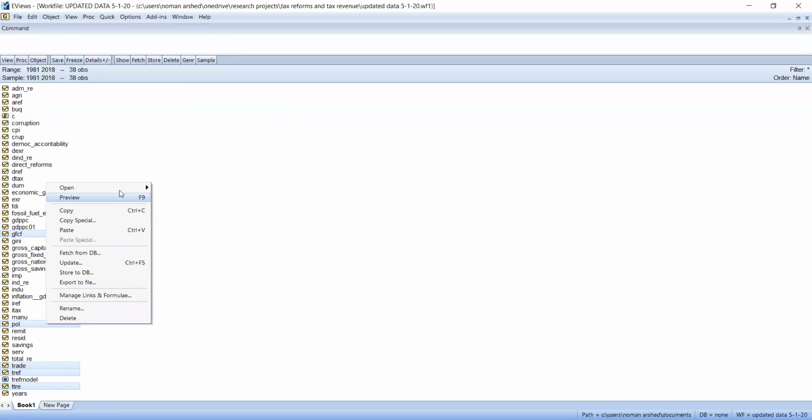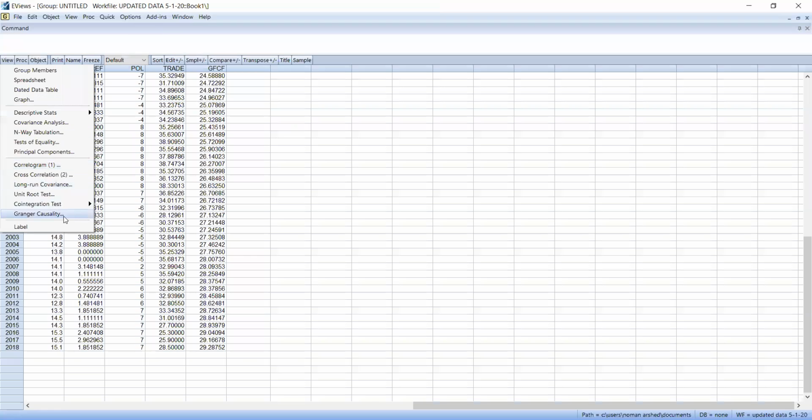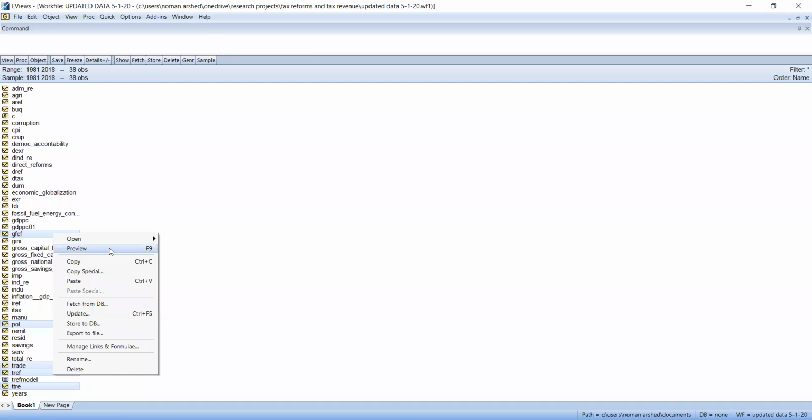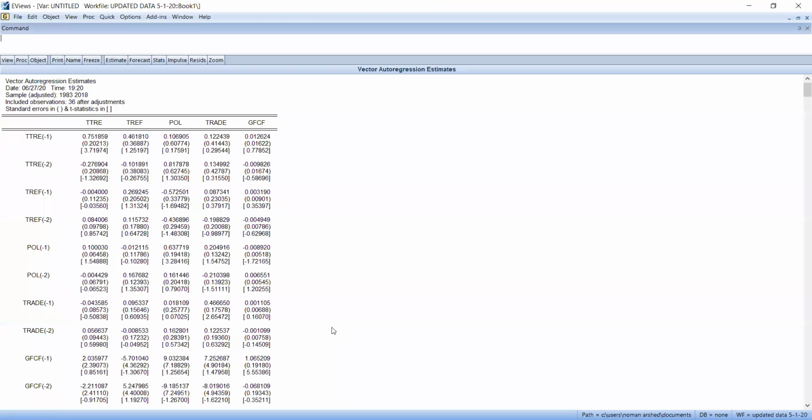So I will open it as a group. Here the variables are there. So it's political stability or democratic quality, and these are other variables. So you will open it as a group when you need to do the cointegration test. We need to open it as a VAR. So we first of all will estimate the VAR, an unrestricted VAR, because we don't know what kind of restriction we need to apply. So we'll run the unrestricted VAR.